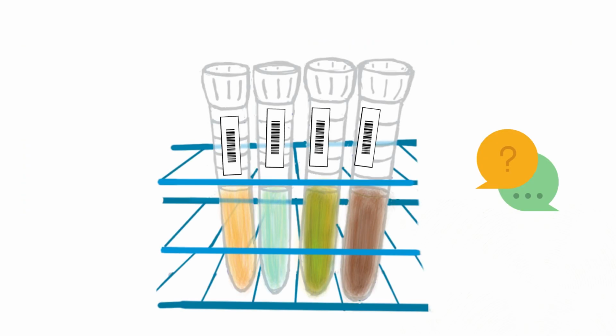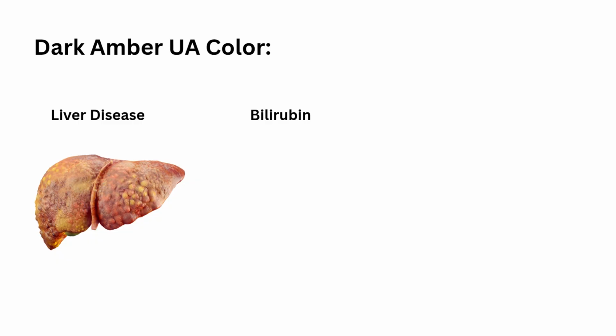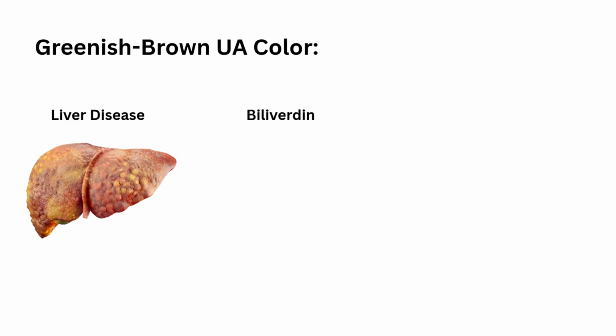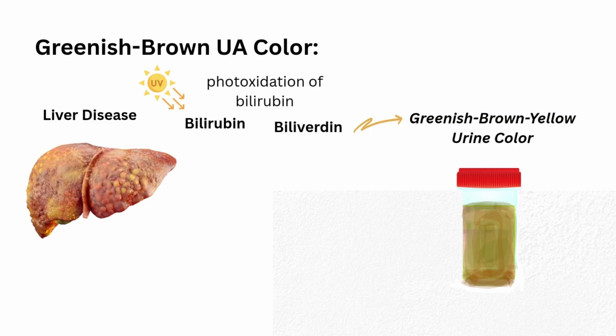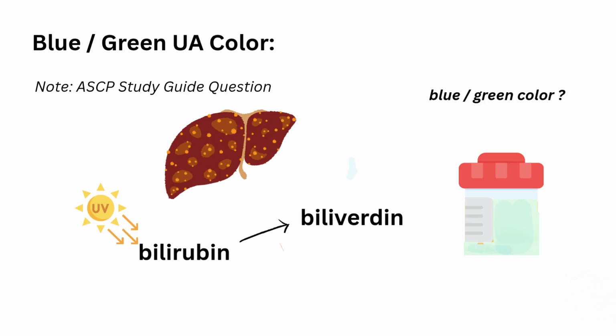What can cause these urine colors? In patients with liver disease, bilirubin accumulates, giving a dark amber urine color. When biliverdin accumulates, we might see a greenish brown urine color or a blue green color. I found this question in our ASCP study guide asking about a substance that gives a blue green urine color. Other examples in our text follow.